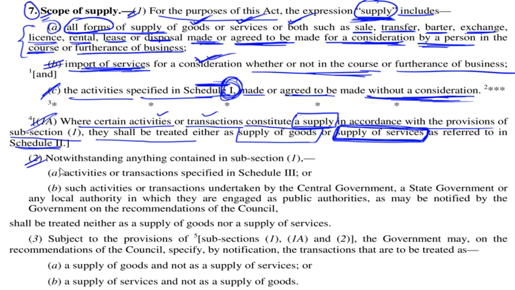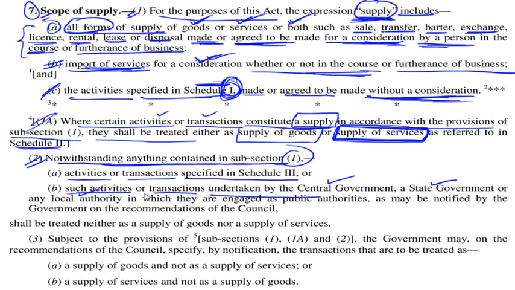Now subsection 2 of section 7. Notwithstanding anything contained in subsection 1, in spite of anything contained in subsection 1, activities or transactions specified in Schedule 3 or such activities or transactions undertaken by central government, state government, local authority in which they are engaged as public authorities, as may be notified by the government on the recommendation of council.